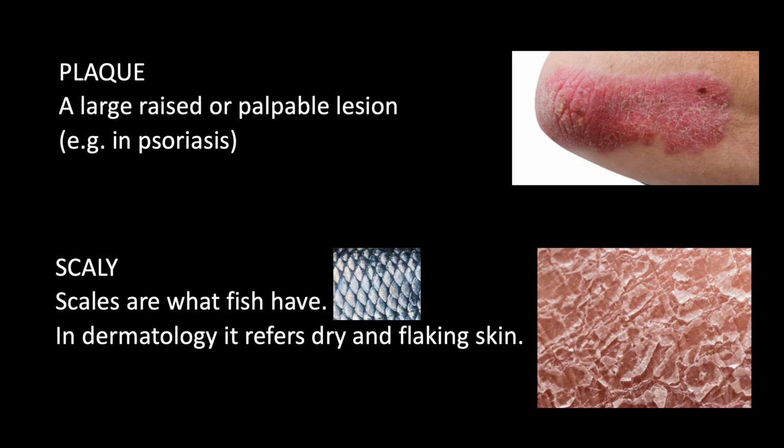Then we have the word scaly. That's another very useful word. Scales are what you have on a fish, and the skin can appear like that when it's dry and flaking, when it's falling off. So scale, another useful word. So a typical description of psoriasis would be to say that it's a red or erythematous plaque with a scale on top.